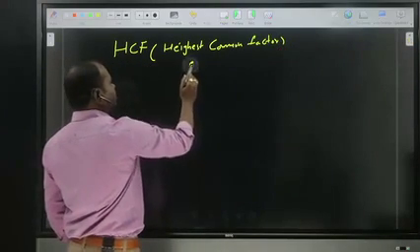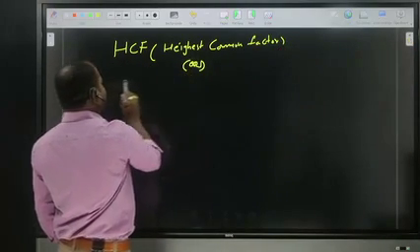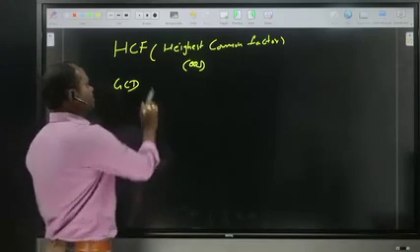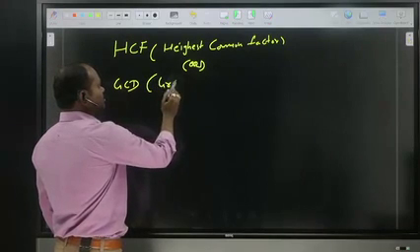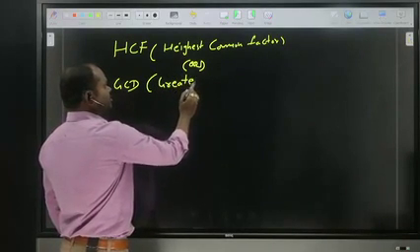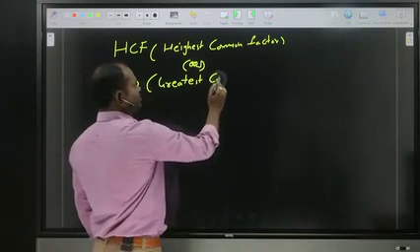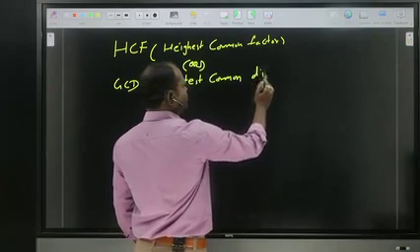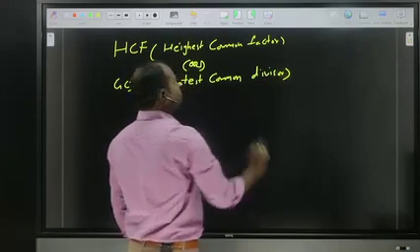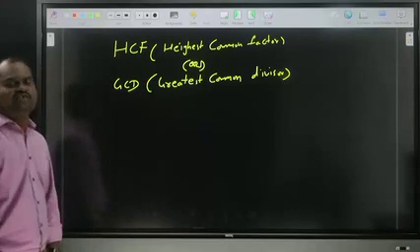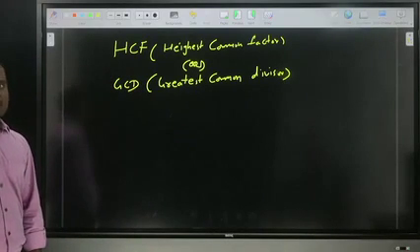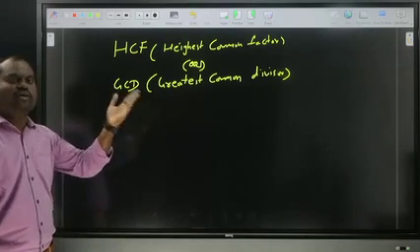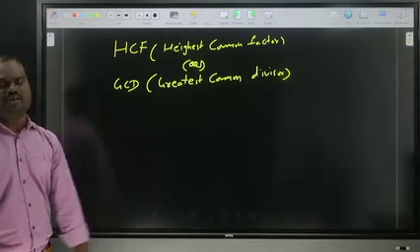Highest common factor, or we can call it GCD also. GCD is nothing but greatest common divisor. Right? HCF is highest common factor, or we can call it GCD, greatest common divisor. In some books they will give GCF also, greatest common factor. In that way also we can say. Okay? Now shall we see?